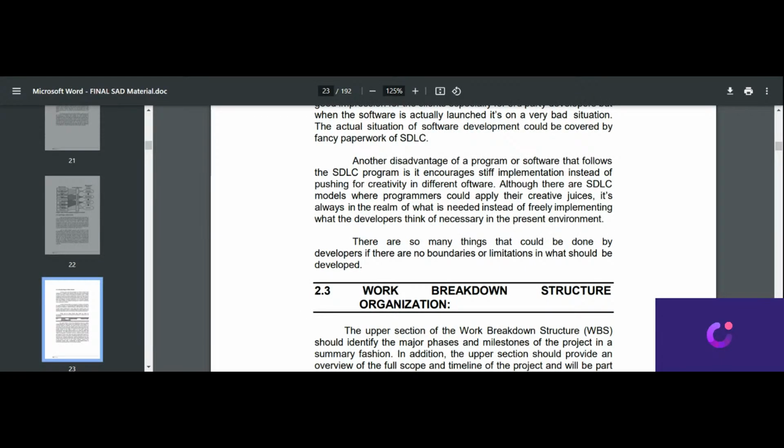Okay, so these are the major disadvantages that are associated with the SDLC model. I think for our next meeting, we'll look at the work breakdown structure in detail. Okay.